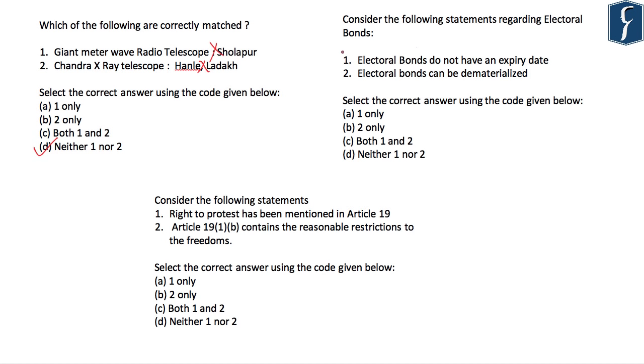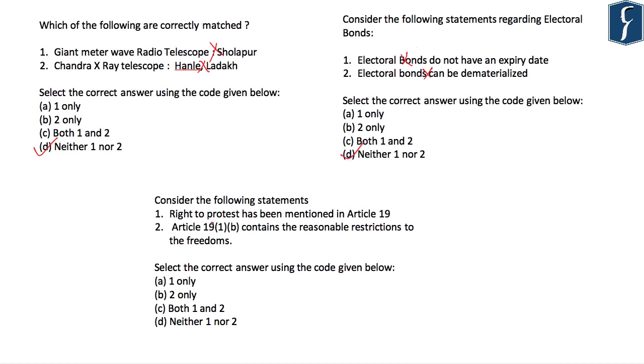Now the second question is related to electoral bonds. Consider the following statements regarding electoral bonds. Option 1, electoral bonds do not have an expiry date, which is incorrect as electoral bonds have a lifetime of 15 days. And the second option is electoral bonds can be dematerialized, which is also incorrect as electoral bonds shall always be in the paper format, and hence the right answer is D, neither 1 nor 2.